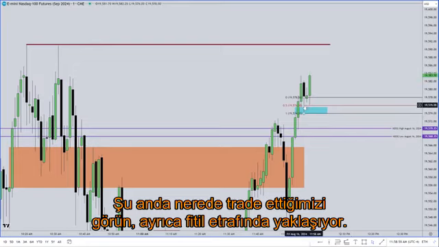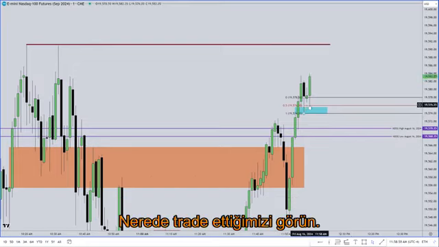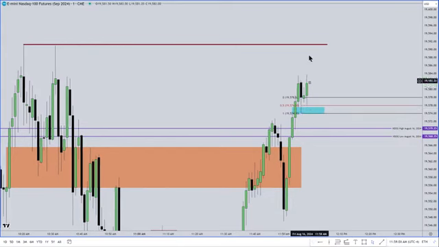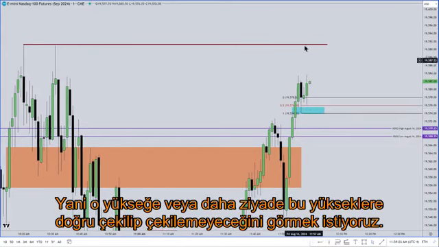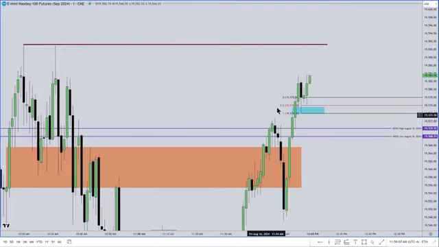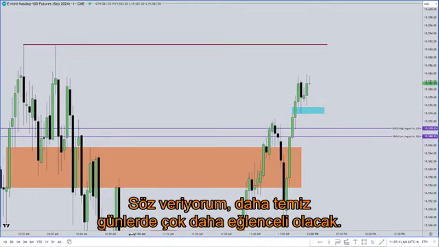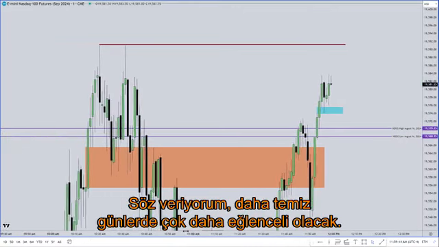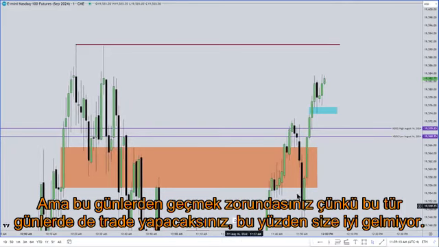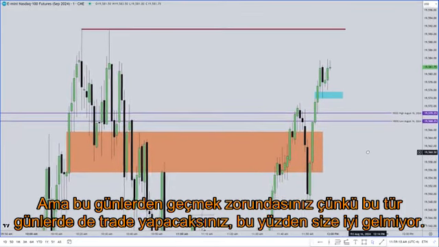Consequent encroachment of the wick. See where we're trading. So we want to see if it can gravitate towards that high, or these highs rather. I promise you, on cleaner days, it's going to be a lot more fun, but you have to go through these days because you're going to trade with these type of days as well.